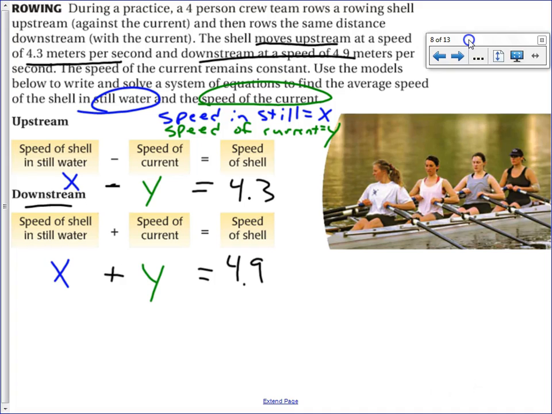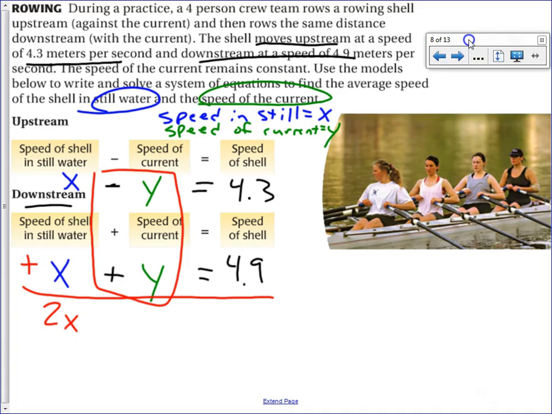So now that we've got two equations, we need to determine how we're going to solve those. I see opposites here with my y's, so I'm going to add these two equations up. So I get 2x, the y's cancel out, and I get 4.3 plus 4.9, which gives me 9.2. Divide both sides by 2. x is 4.6.